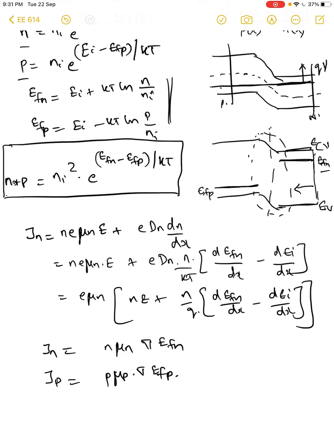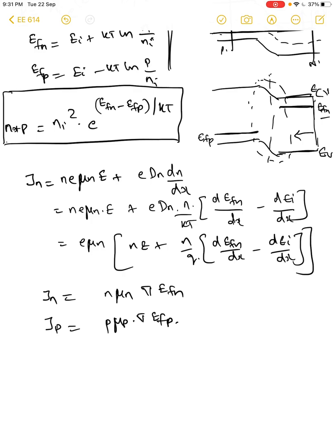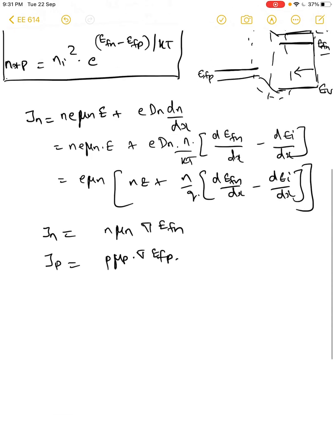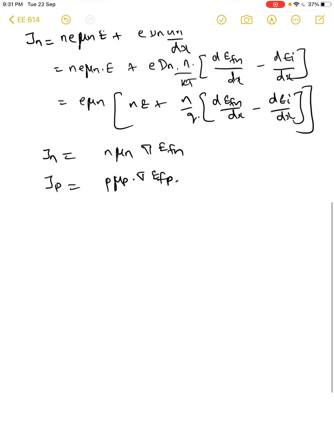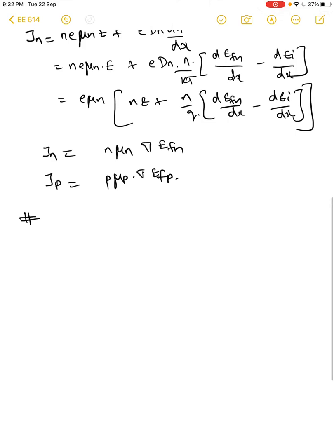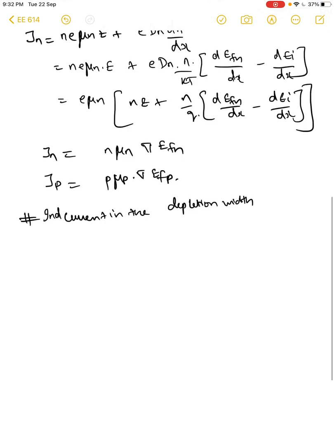So now let us take this junction and then make an assumption. This is the second assumption, the first one being the Boltzmann's assumption. The second assumption, based on a qualitative argument, says that the current in the depletion width, the individual current components, that is Jn and Jp, remain almost unchanged.